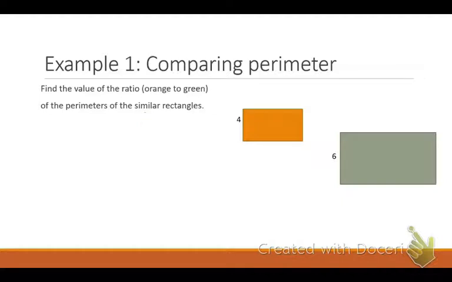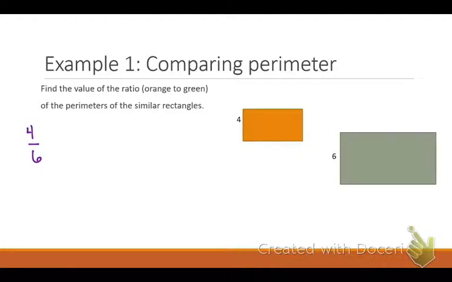All right, so from orange to green, I'm going to put these side lengths into a ratio, which just simply means a fraction. From orange to green, 4/6. Okay, so 4/6 would be to compare the perimeter.